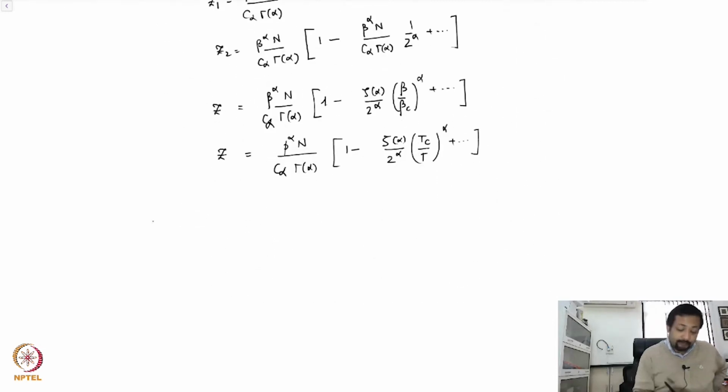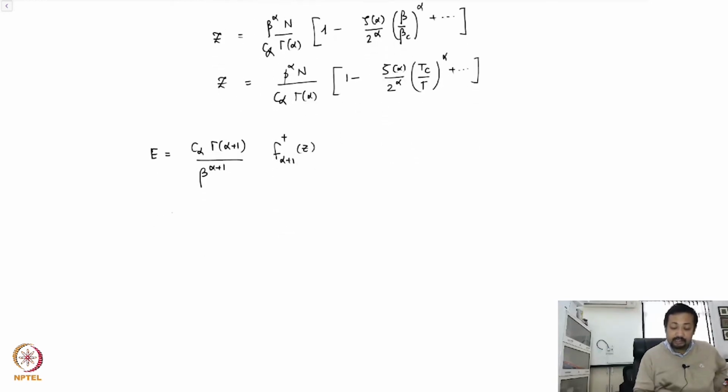What about the energy? The energy was C alpha gamma alpha plus 1 beta raised to the power alpha plus 1, and I had f of alpha plus 1 of z. And again, I had determined the fugacity from my equation for the particle number, and that z I want to substitute over here.